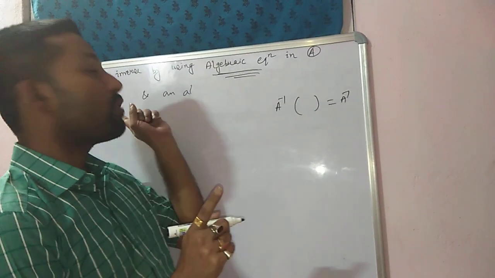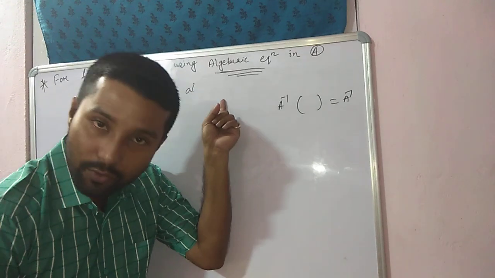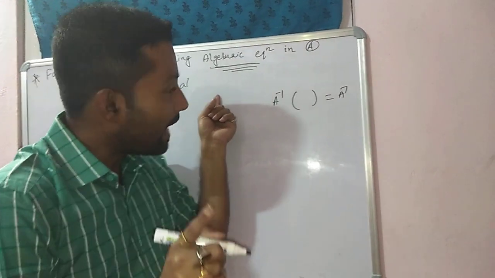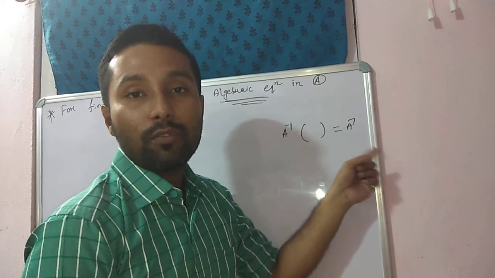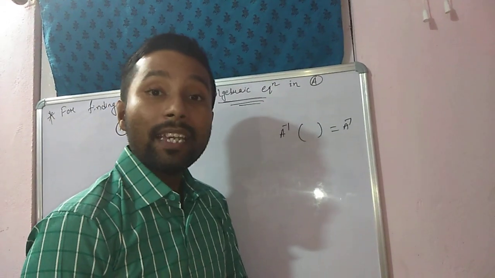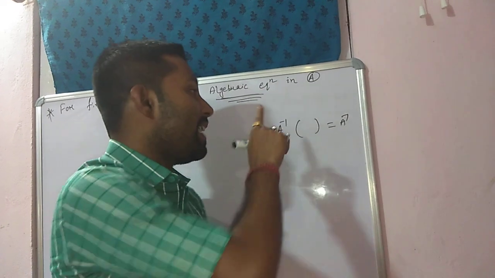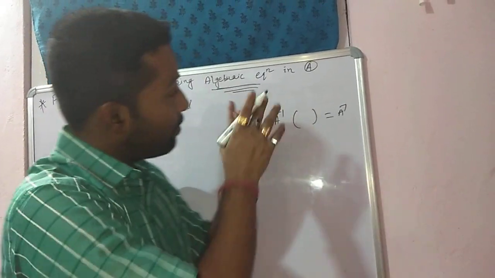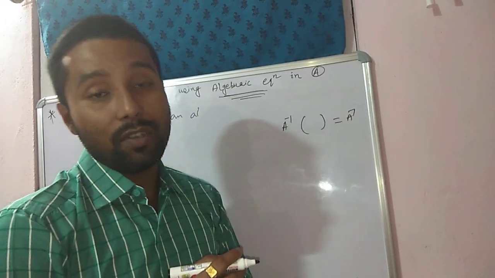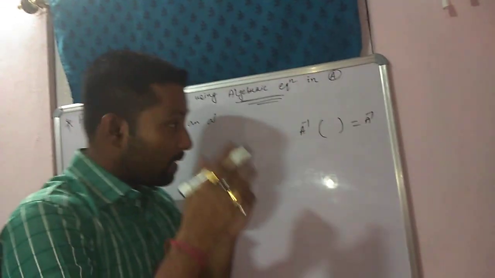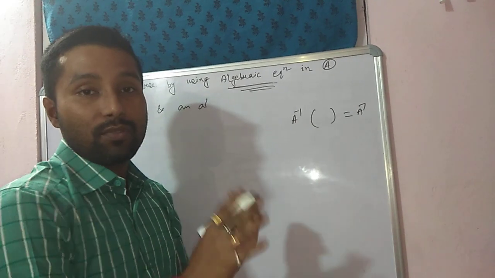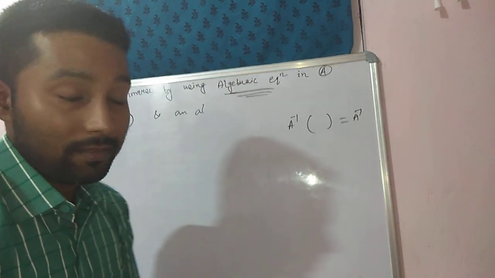First of all, you have to check whether the matrix satisfies the algebraic equation or not. If it satisfies, then you have to multiply A inverse on both sides of this algebraic equation. Why? To get the value of A inverse. ठीक है, एक बहुत important part है inverse of a matrix का. So notes लिख लेना, अभी सिर्फ सुन लो, मैं एक example देके explain कर रहा हूँ.